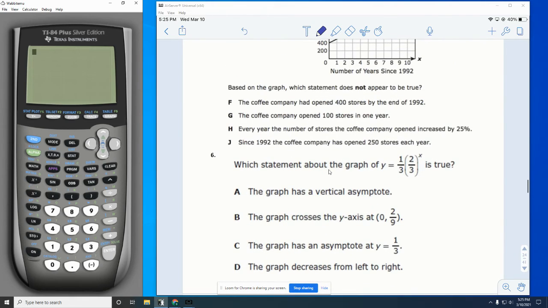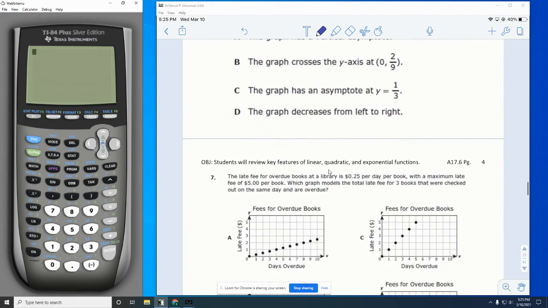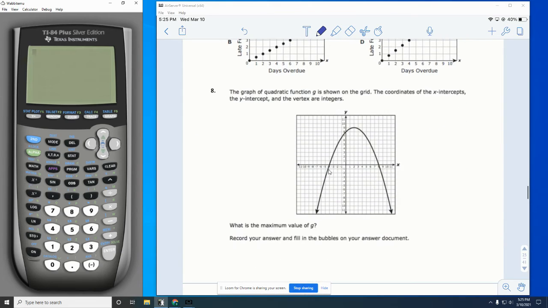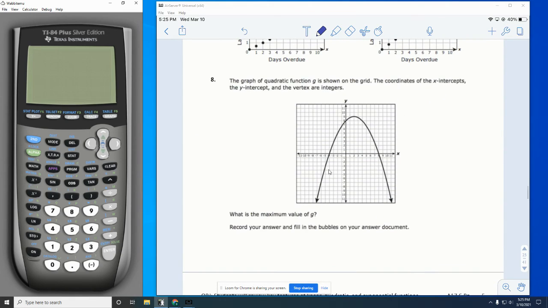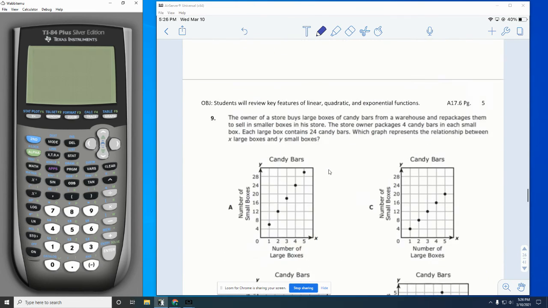The rest of these, you're honestly just looking and answering the questions. So just make sure you're reading these carefully. Remember, maximum value is a y value. So it's the y from your vertex. So identify your vertex, which should be your highest or lowest point. In this case, highest because it says maximum. So you go to your vertex and then identify the y from your vertex.